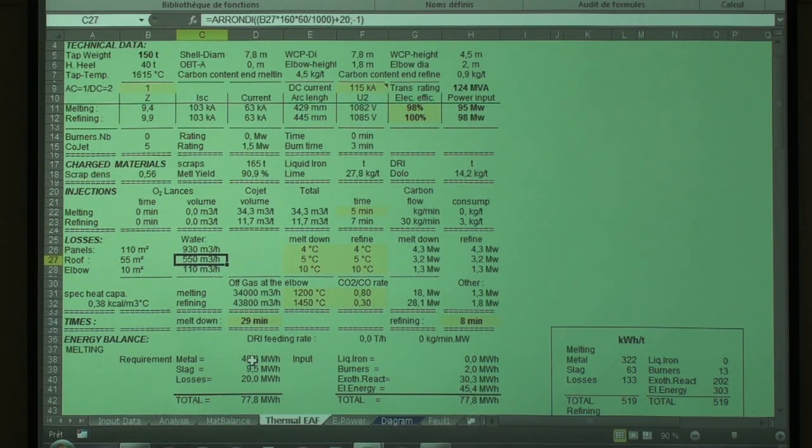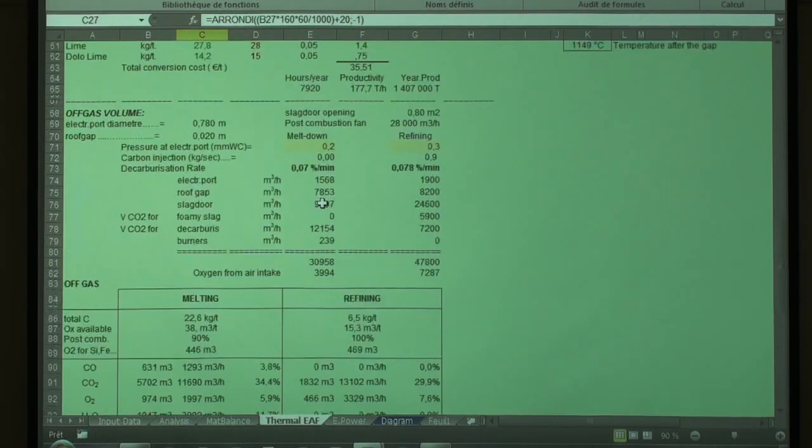Alright? So then, what I fix here, what I have to decide, is the water delta T for meltdown and refine, roof and panels. And in fact, I check here more or less the heat flux. Delta T is the water difference in temperature, inlet, outlet. Why is the value so small? Yeah, it's not a real value, because I make trials.